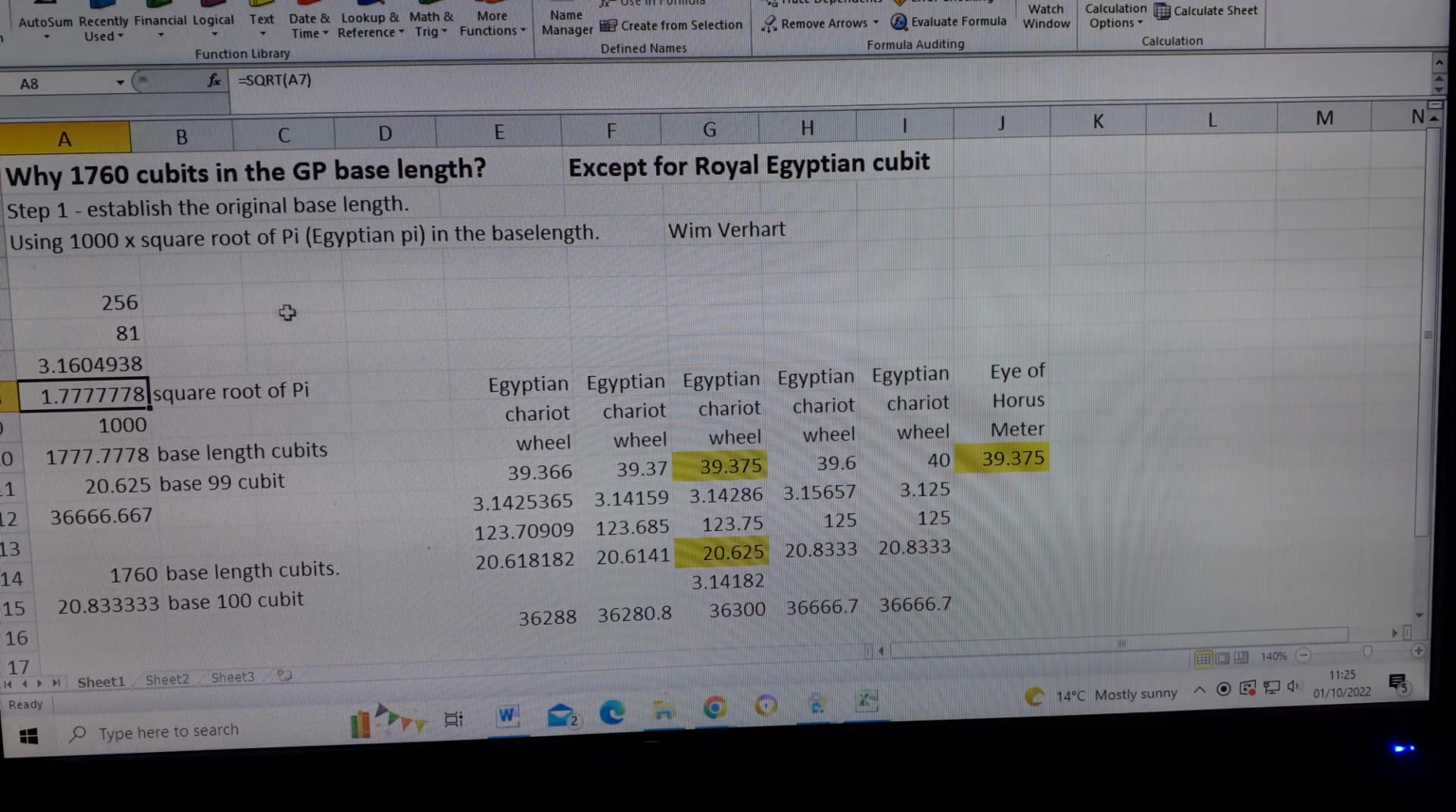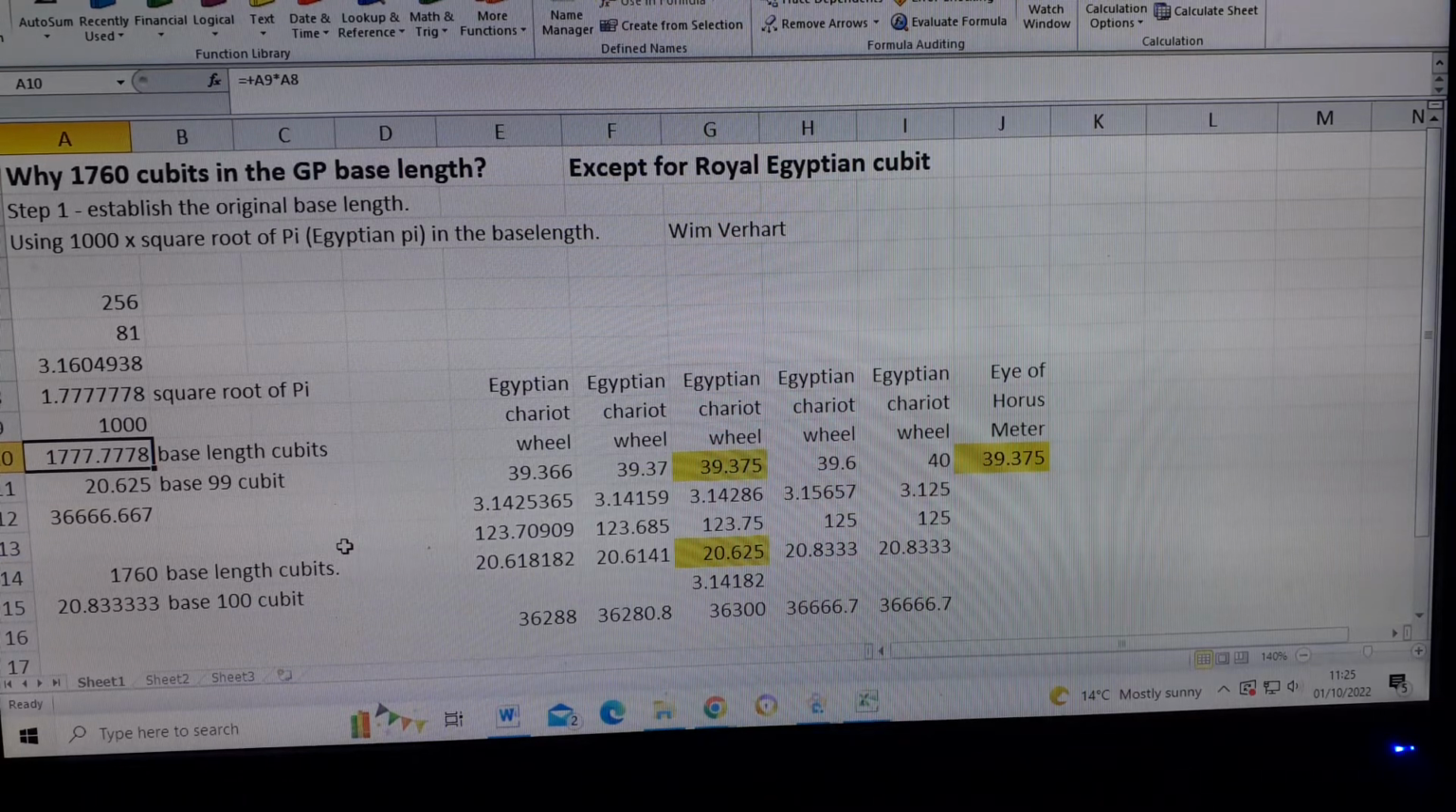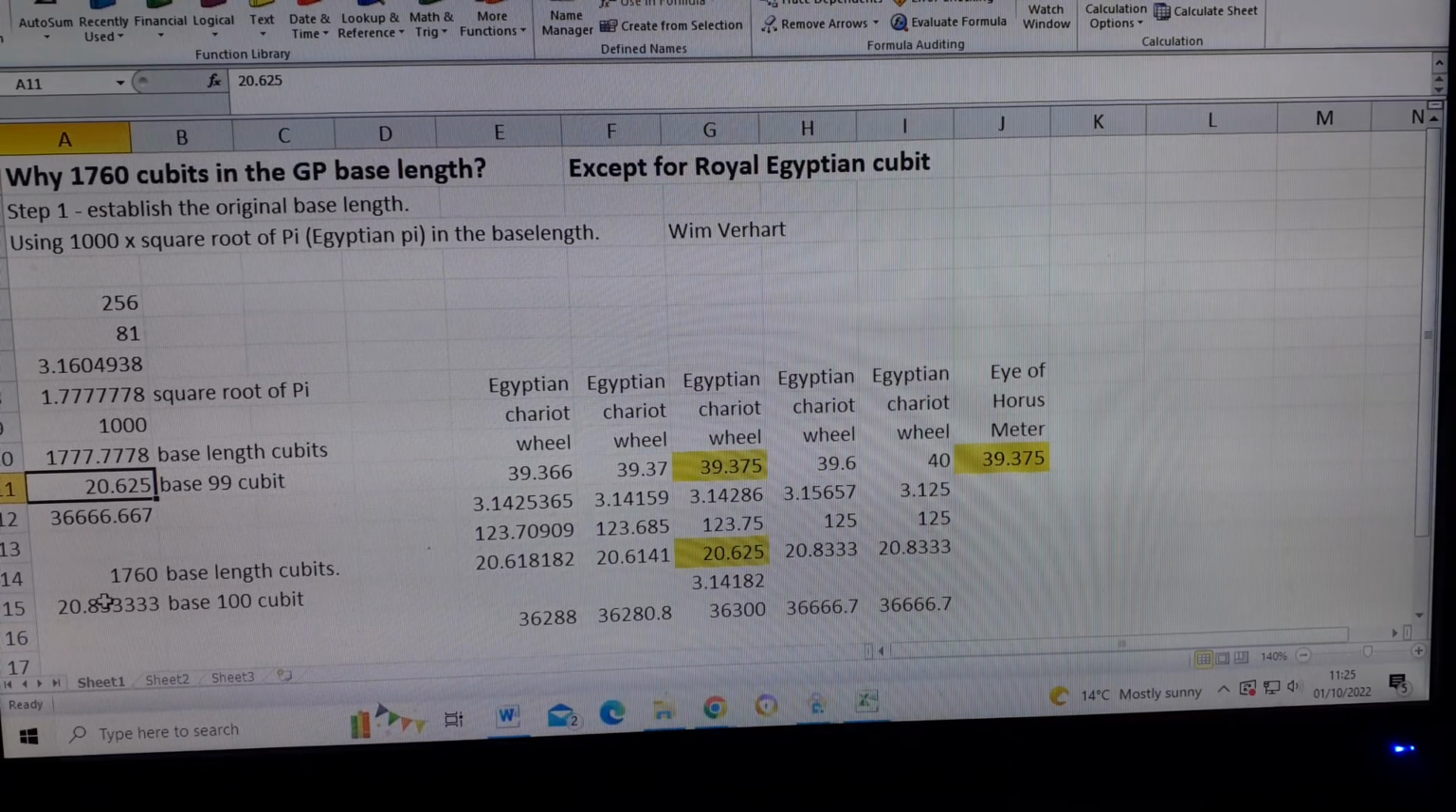And according to Wim, it's 1,000 times the square root of pi. So 1,000 puts 1777.77 cubits in the base length. And when we get this number of inches, the cubit is 20.625. And I've put that's a base 99 cubit.